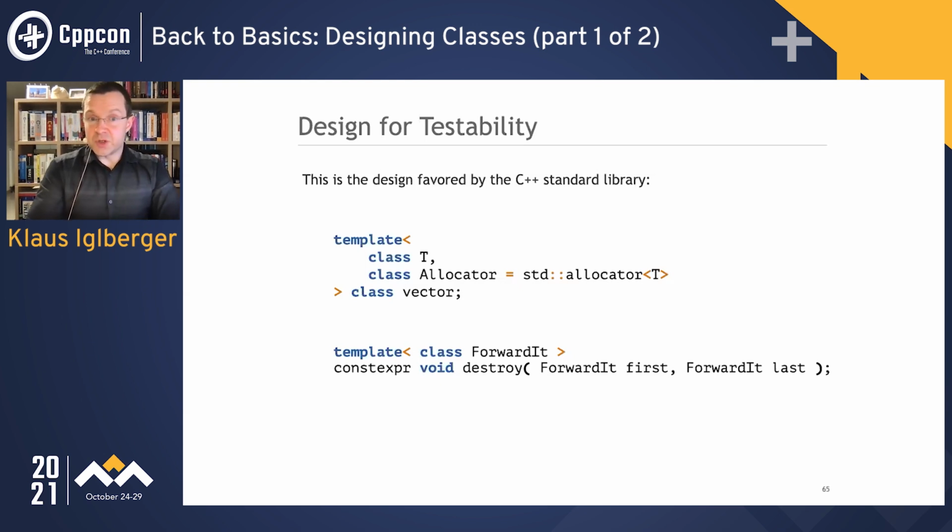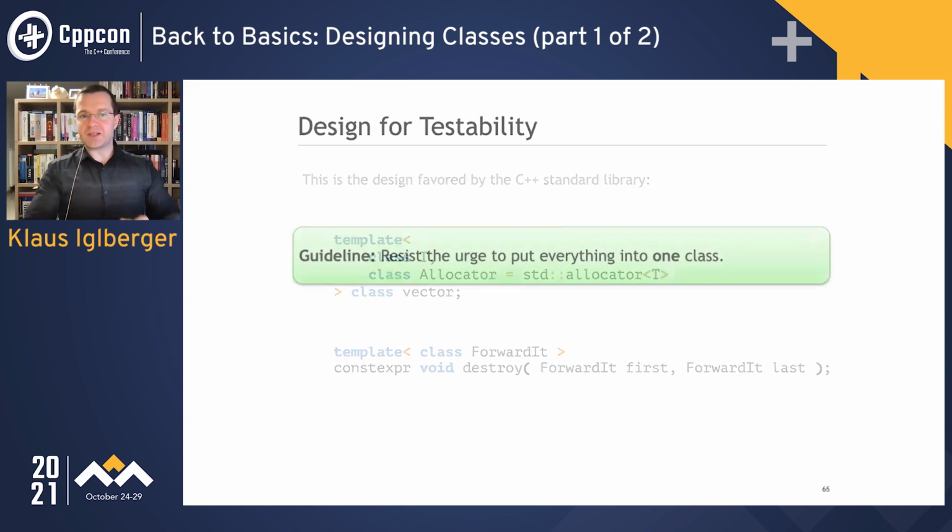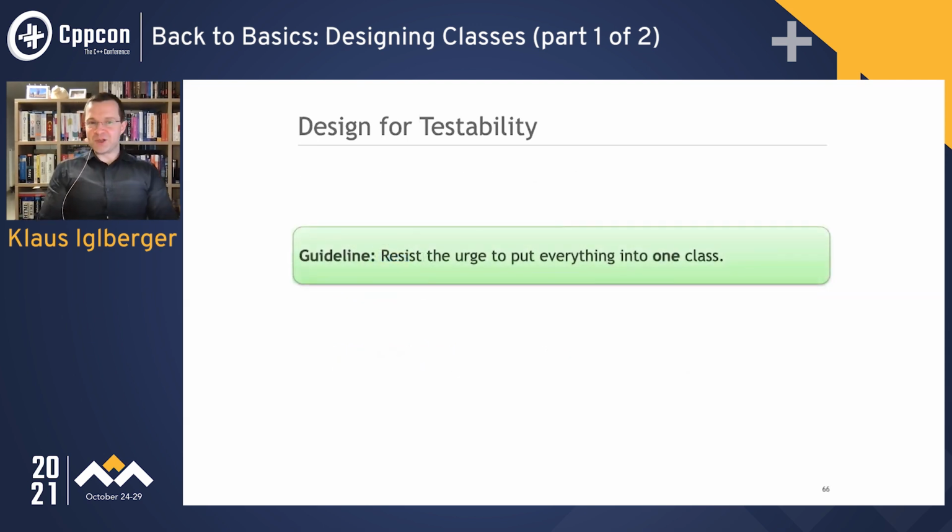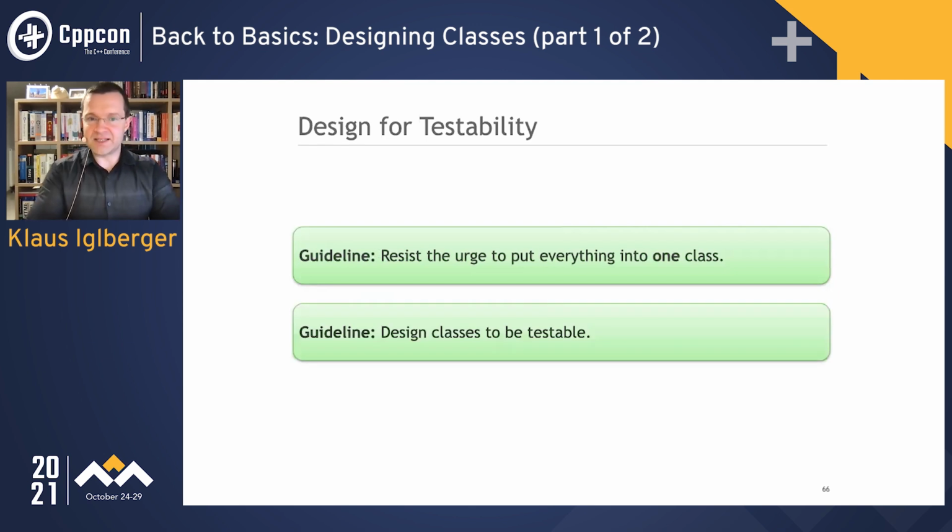Vector, for instance, uses destroy because Vector has exactly that idea. It needs to destroy the elements that it has created. Destroy can be easily tested, and these two work perfectly together. So resist the urge to put everything into one class in particular, and again, design classes to be testable.